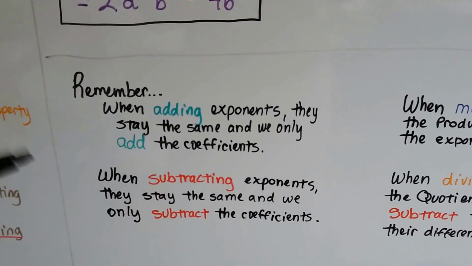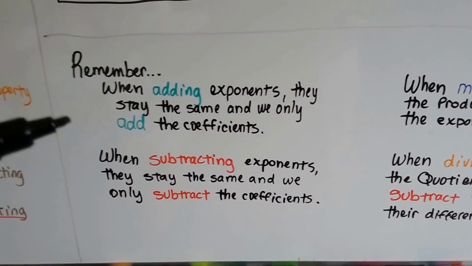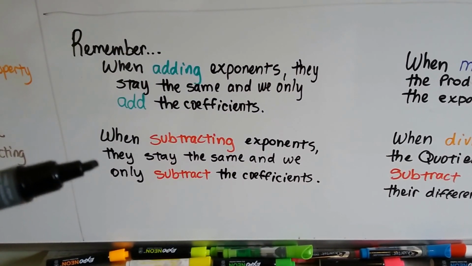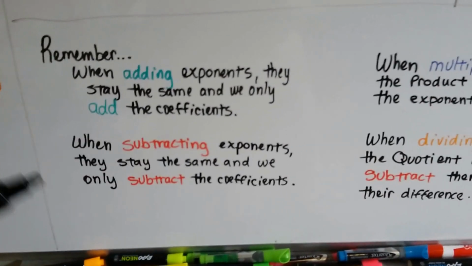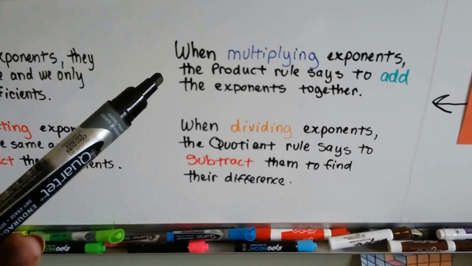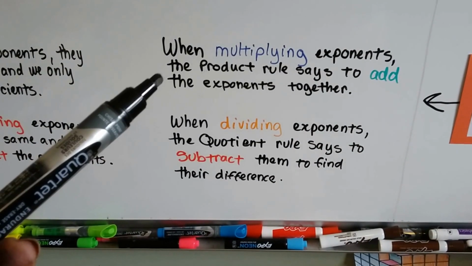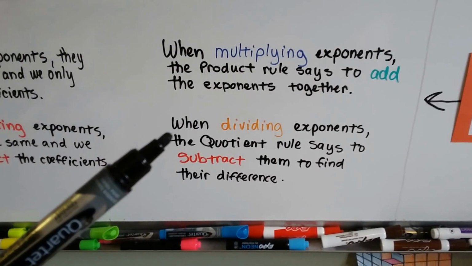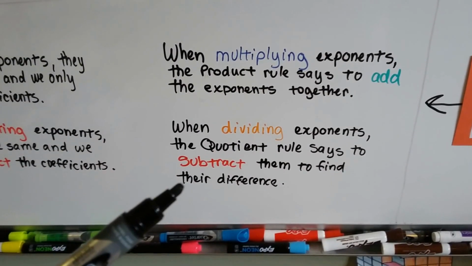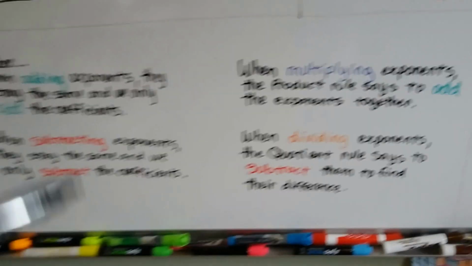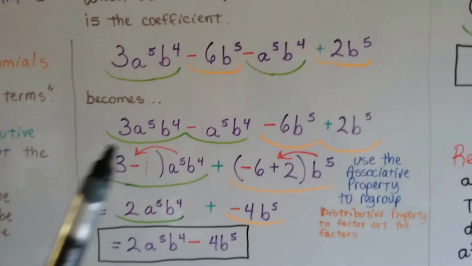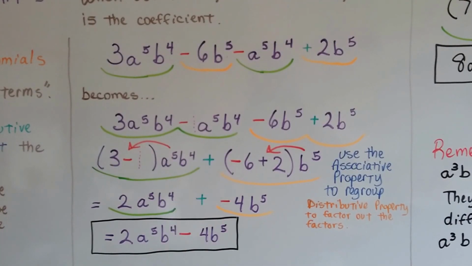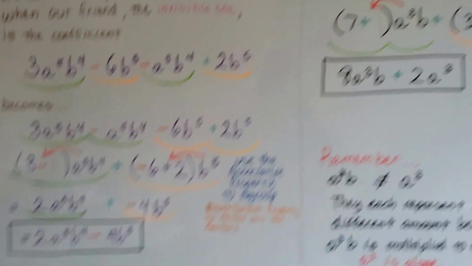Now remember, when we're adding exponents, they stay the same. We only add the coefficients. When subtracting exponents, they stay the same and we only subtract the coefficients. It's when we're multiplying exponents that the product rule says to add the exponent amounts together. And we're not multiplying, we're adding and subtracting. And when dividing exponents, the quotient rule says that we could subtract them to find their difference. We're not doing that. We're adding and subtracting here, see? It's all addition and subtraction, see? Addition, subtraction, see? Let's try another one.